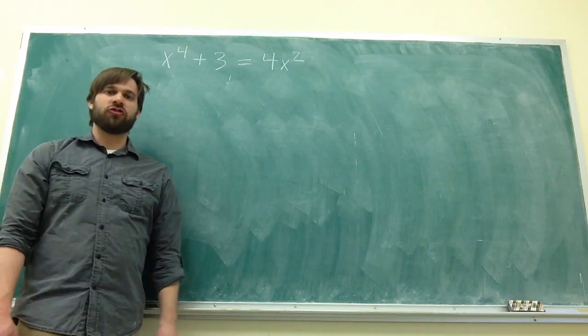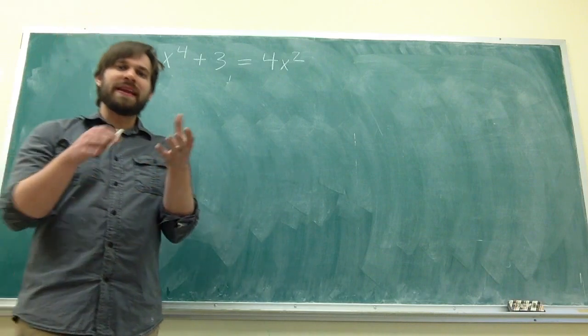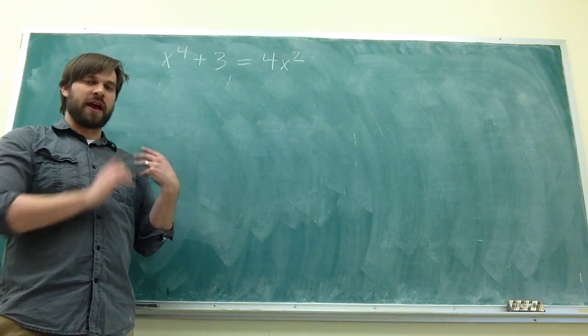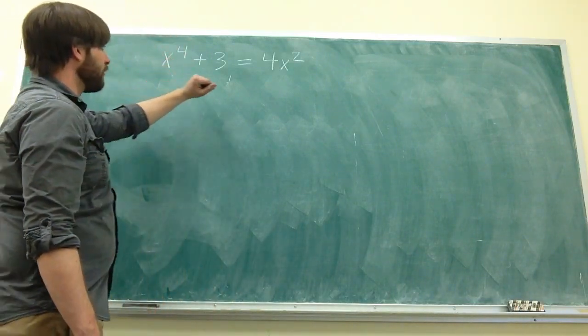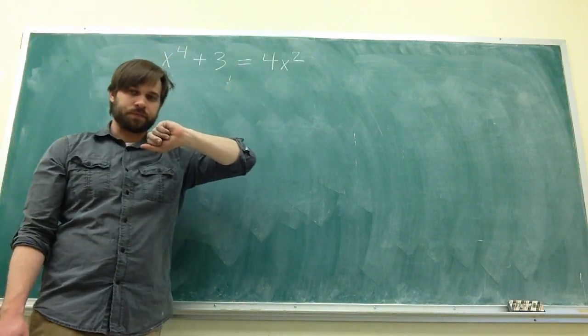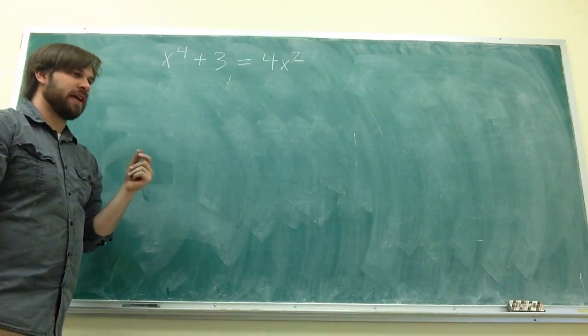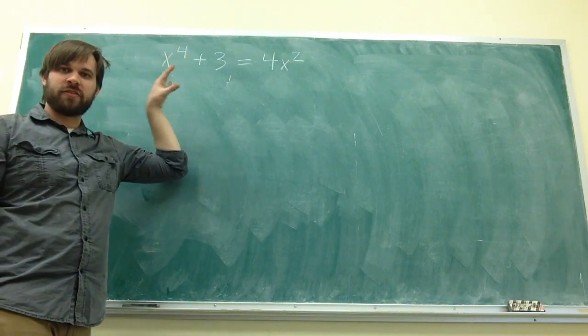Sometimes you get an equation that's what we call reducible to a quadratic. So it may not be a quadratic, but there's a way to change it so it is a quadratic. So here we have an example up here where we have x to the fourth plus 3 equals 4x squared. Now, this is not a quadratic. This is a quartic because the highest power we have is x to the fourth.